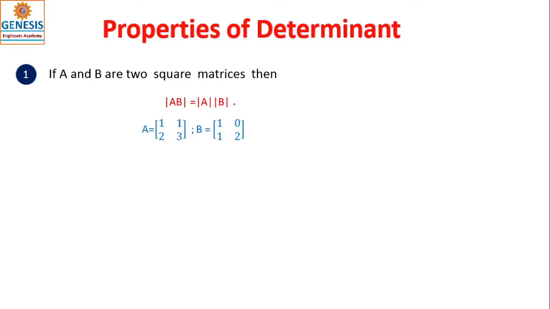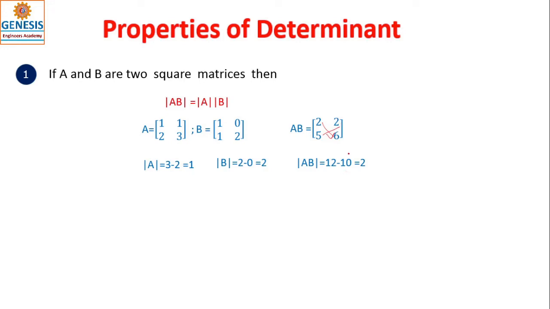To give an example, I have tried this problem. Next one: A determinant is 1, B determinant is 2, and you can verify A into B, in this case it is 2, and AB it is 2 into 6, 12, that is 5 minus 5 into 2, that is 10. So the same, it is verified.